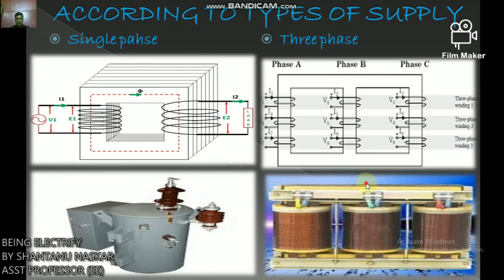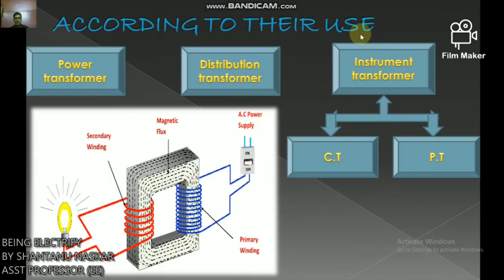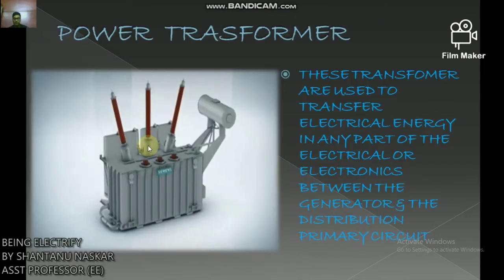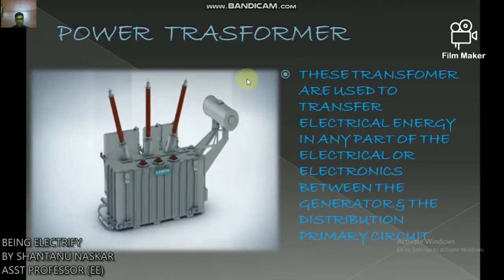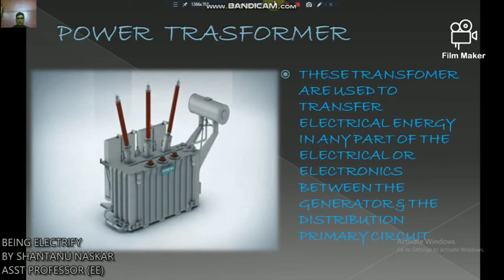Okay, now according to their use, we can divide transformer into power transformer, distribution transformer and instrument transformer. And we can divide instrument transformer into CT and PT. CT means current transformer, which is also called series transformer, and PT means potential transformer, which is also called parallel transformer. So now come to the power transformer.